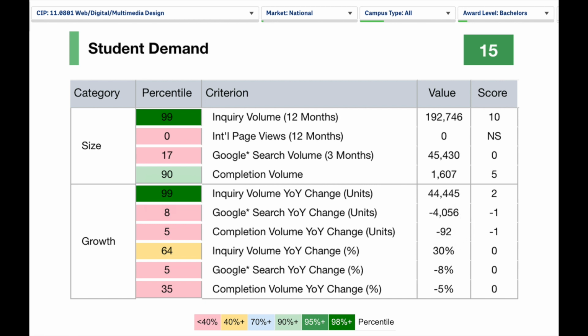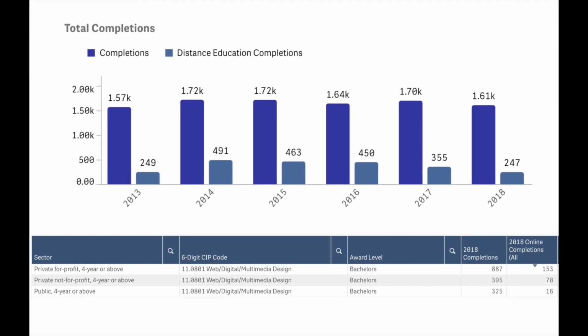This makes me curious. With such strong inquiry volume, are there for-profits offering this program? Commonly, for-profit institutions use inquiries to generate student leads. Let's look at the competitors. And there it is. For-profit institutions dominate the market in both total completions and completions in online programs. We can also see the trend in completions, which has been relatively flat over the past 5 years.